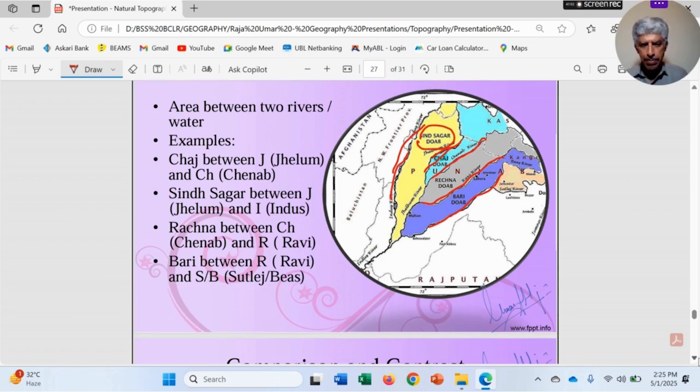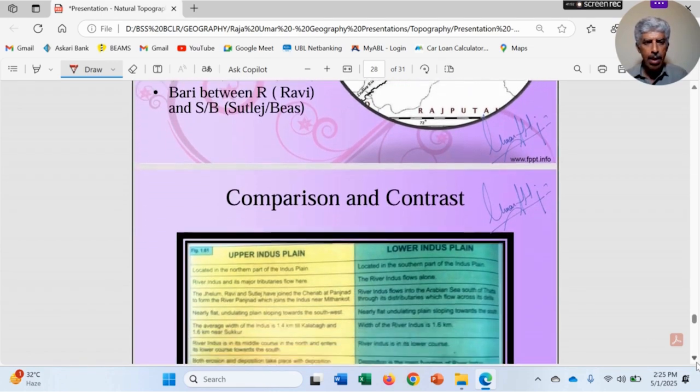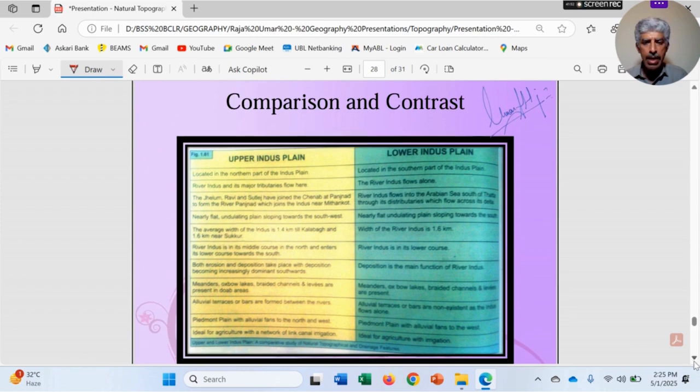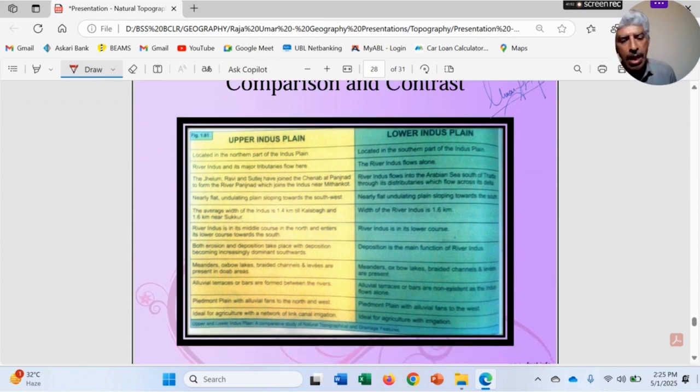Okay, then comparison and contrast. Many of the contrasts and comparisons I have told you about the upper Indus Plain and the lower Indus Plain: in the lower Indus Plain only one river, in the upper Indus Plain more rivers. Doabs are in the upper Indus Plain, no Doabs in the lower Indus Plain, right?